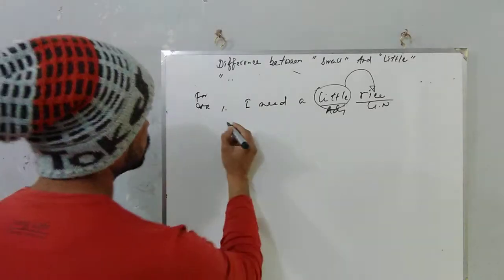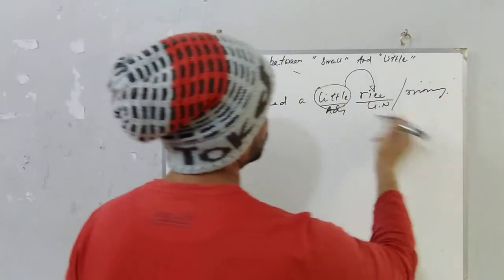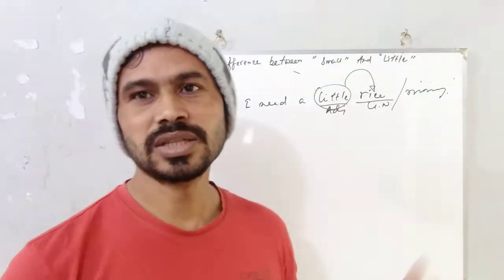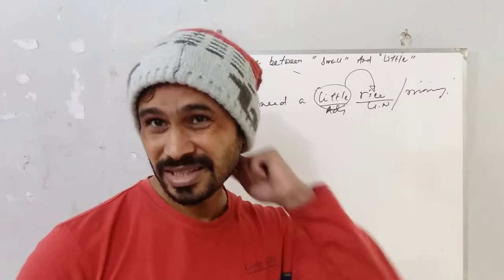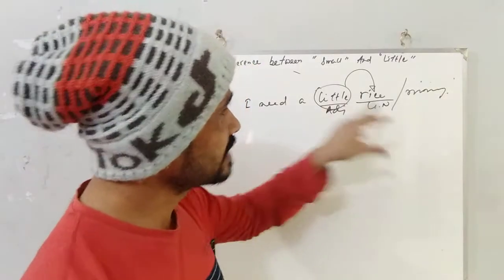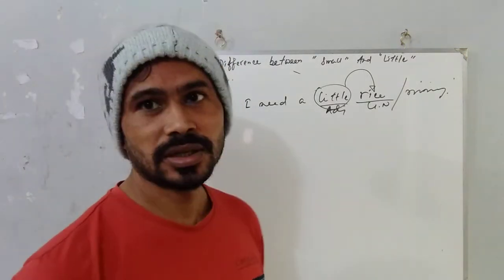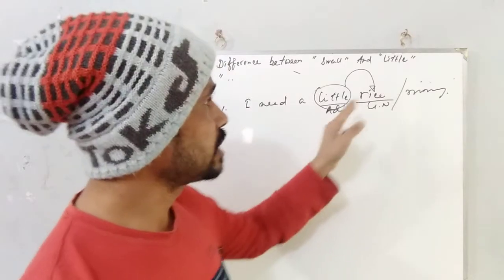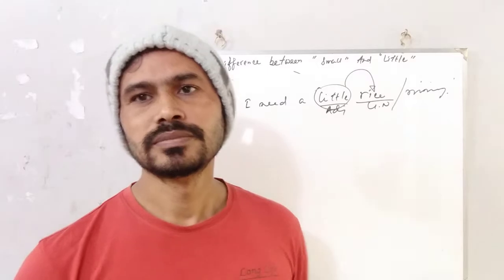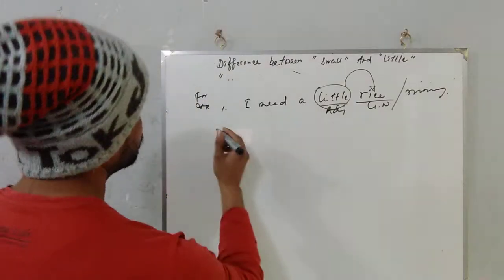And next sentence, little money. You can count money, but regarding lots of money, it's impossible to count. But little, we can say that is also used with countable nouns. So little could be used with countable nouns.